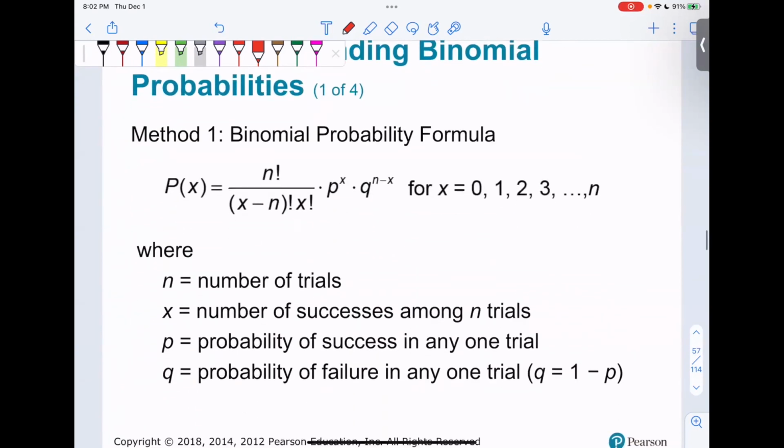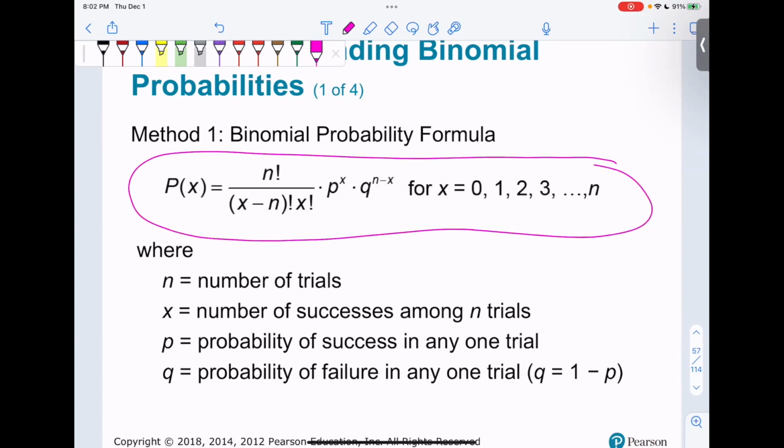And this is the formula for the binomial distribution. It will be n factorial divided by x factorial times n minus x factorial, times p to the power x, where x is the number of successes, times q, the probability of failure, to the power n minus x, which is the number of failures. So this variable will take values from 0 to n.